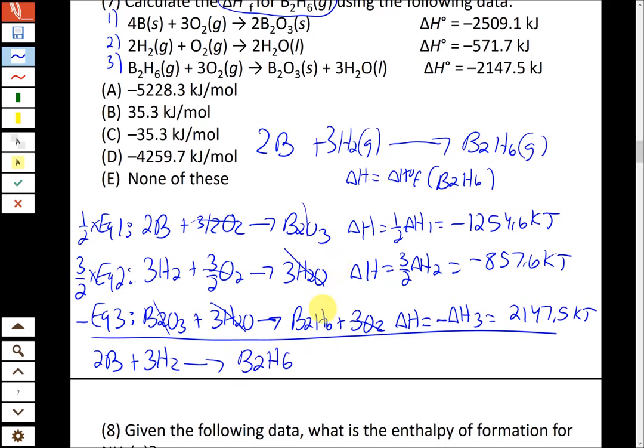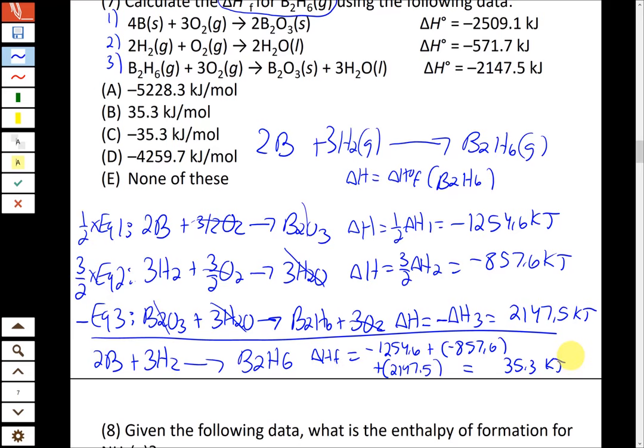So it's good to verify that you've done things correctly and that they add up, not just blindly trust yourself. So we verified that these add up together, and that means then that the delta H that we're getting, which is the delta H of formation for this compound, is just the sum of these three modified delta H values. So minus 1254.6, minus 857.6, and then 2147.5. Adding those all together, what I got was 35.3 kilojoules.